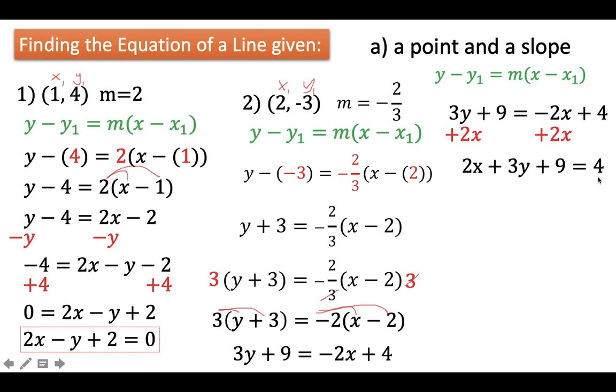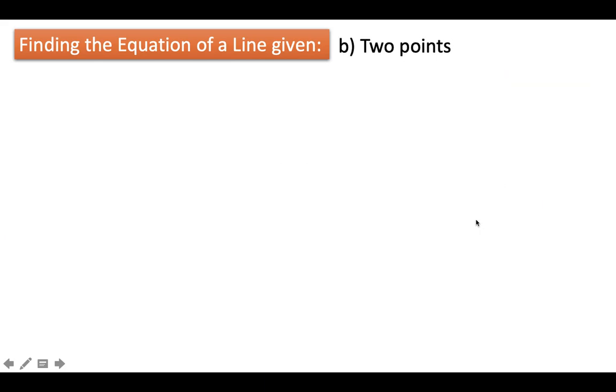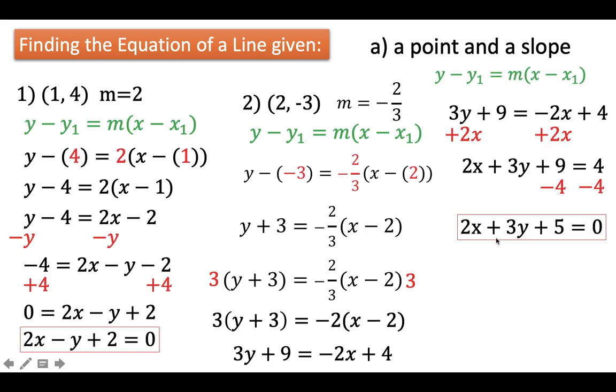Then we still have 4 here, so we can eliminate this by subtracting 4 to both sides. So 4 minus 4, finally it is now 0. 9 minus 4 is 5. Then write them down. And this will be our answer. It is in ax plus by plus c is equal to 0.